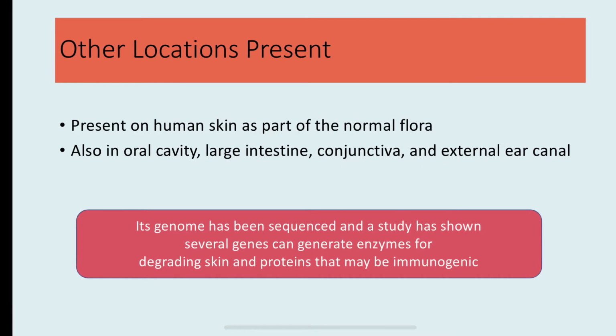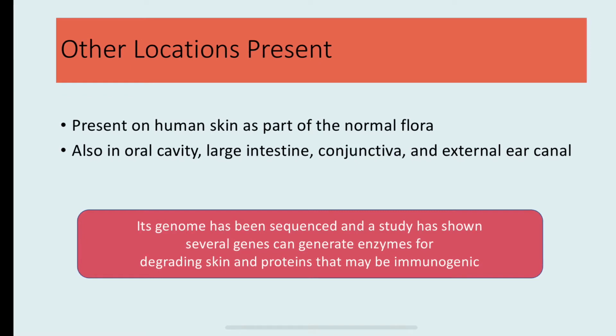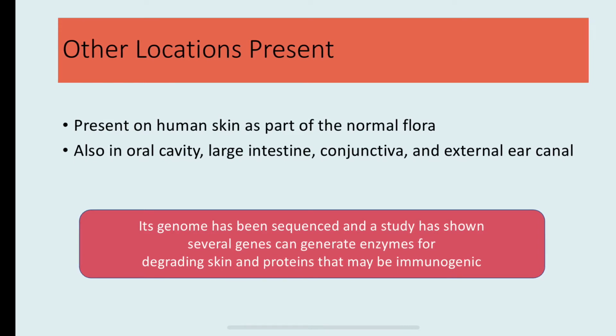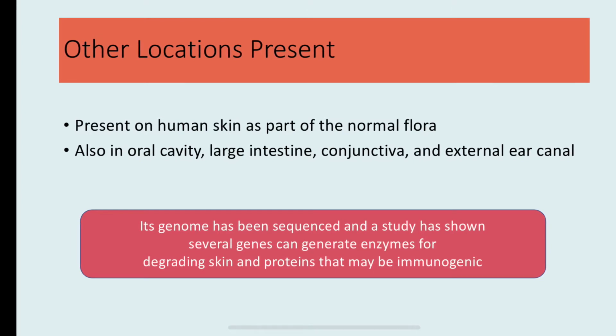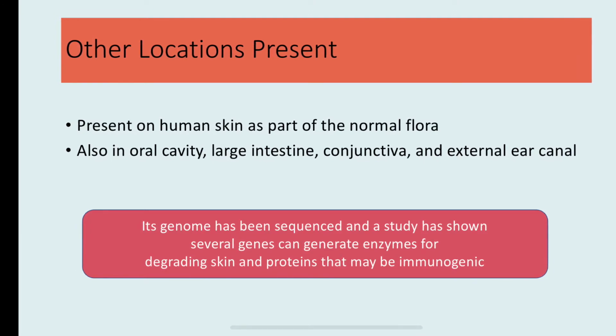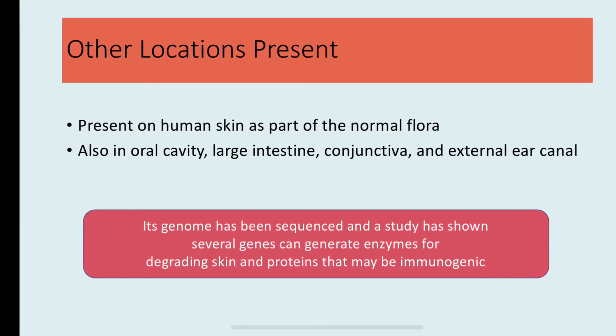While P. acnes is a part of the normal flora of human skin, it can also be found in other areas, such as the oral cavity, large intestine, conjunctiva, and the external ear canal. The genome of it has been sequenced, and a study has shown that there are several genes that can generate enzymes for degrading skin and proteins that may be immunogenic, meaning that they can provoke an immune response in the human body. As said earlier in the slides, humoral and cell-mediated, as well as complement activation.